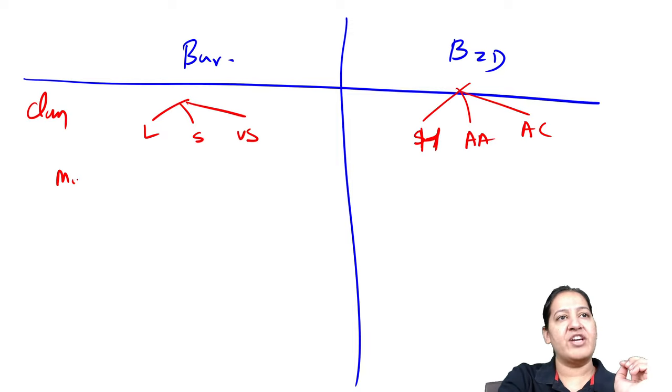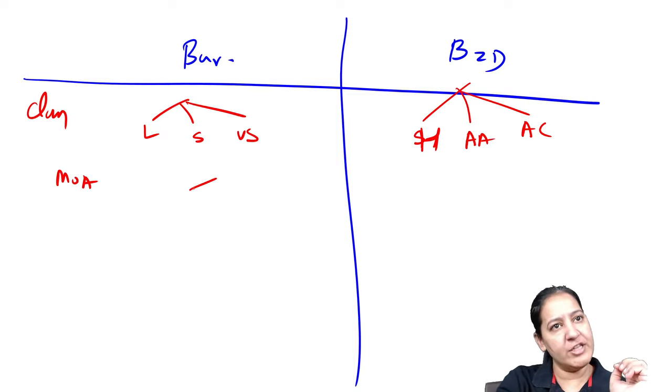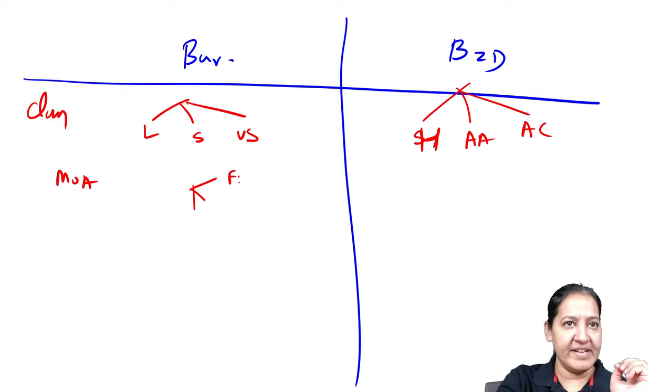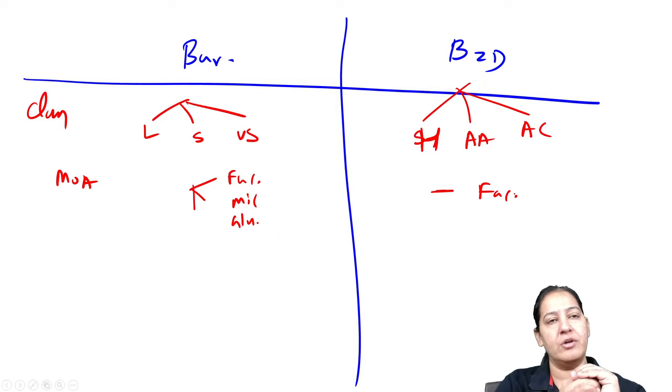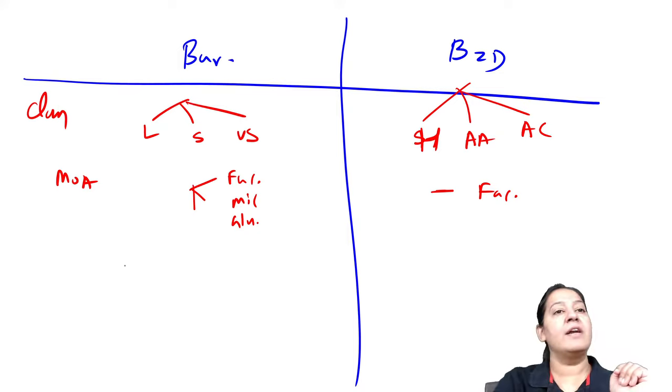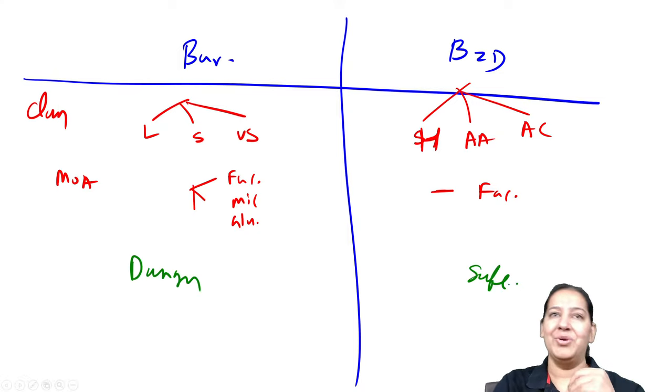Tell me the mechanism of action of both of them. Here, having 2 actions or 3 actions: GABA facilitatory, GABA mimicry, or glutamate inhibition. Here only 1 action, GABA facilitatory, not 3 actions, right? These are dangerous and these are safe, so you know the reason. Tell me the uses of both.